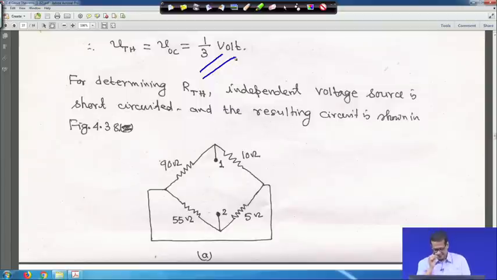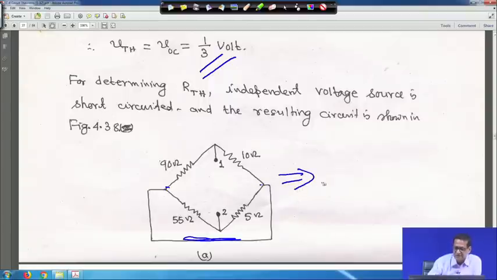Now, second thing, you have to get the R Thevenin between terminals 1 and 2. For R Thevenin, the voltage source is shorted, that means these 2 points are shorted. If you draw the equivalent circuit diagram for this, then I can make this terminal 1. But before making it, let it hold on, let it be there.